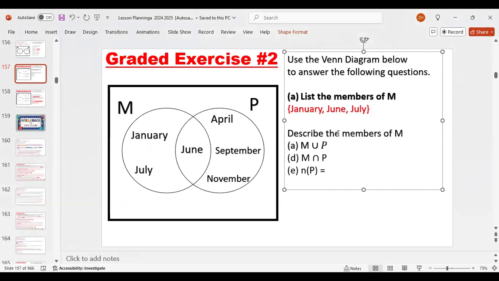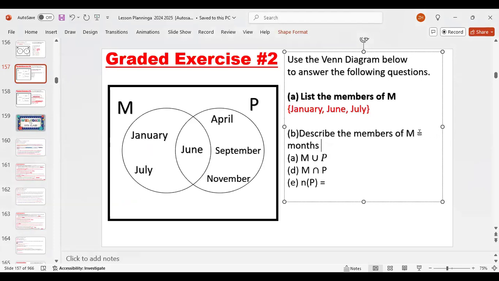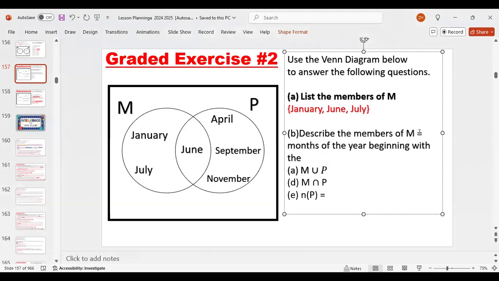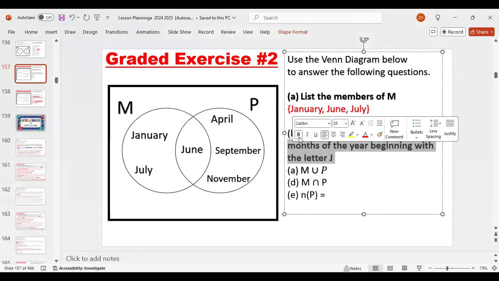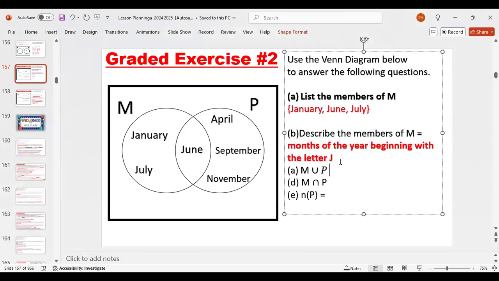So this is supposed to be B actually. Months of the year. We don't need a set for this. They just want a description. I got a 34. Very good. Months of the year beginning with the letter what? J. Beginning with the letter J. How many persons got that? Let me hear you. I did. Very good.